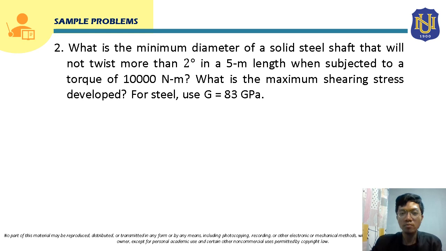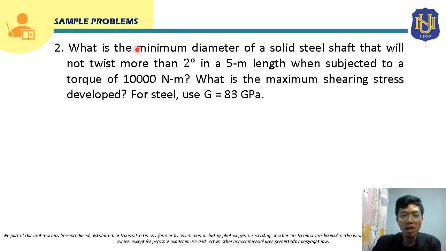For sample problem number 2, what is the minimum diameter of a solid steel shaft that will not twist more than 2 degrees in a 5-meter length when subjected to a torque of 10,000 Newton meter? What is the maximum shearing stress developed? For steel, use modulus of rigidity equal to 83 gigapascal.